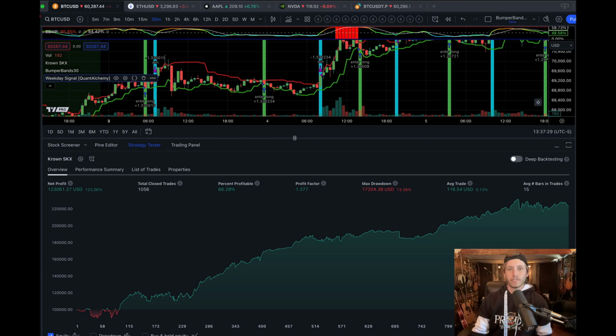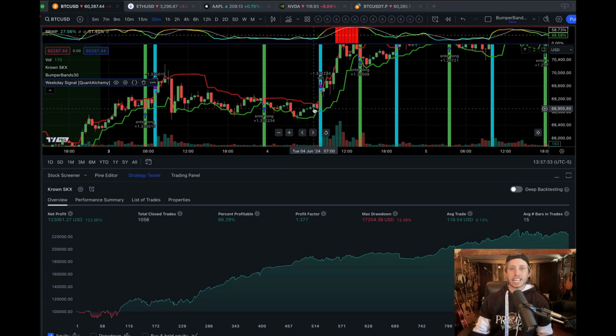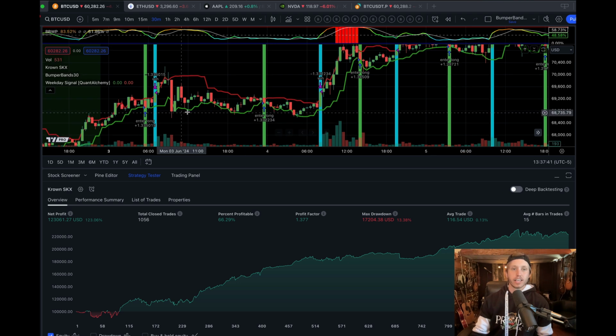All right, I want to give a brief overview of the BumperBands 30. These are bands that I specifically designed for the 30-minute time frame to work across cryptos and stocks. And the way the bands work is they analyze price action and try to catch the lows for an entry and the highs for an exit. So these specifically are for long trades.